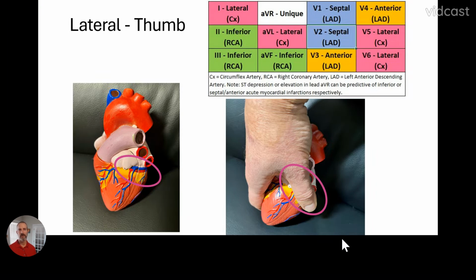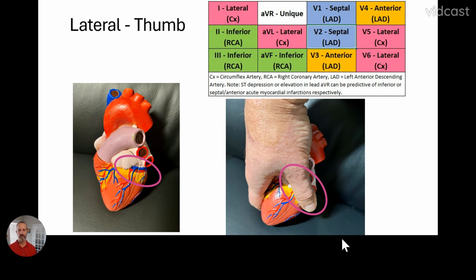For example, there's a couple of acronyms that are introduced in the book. One is I See All Leads, and the other one is SALLY. So with I See All Leads, you're going to start with inferior, go to septal, go to anterior, and then go to lateral. If you're using SALLY, then you would start with the septal regions, go to anterior, go to lateral, and go to inferior, and do it the same way every time.